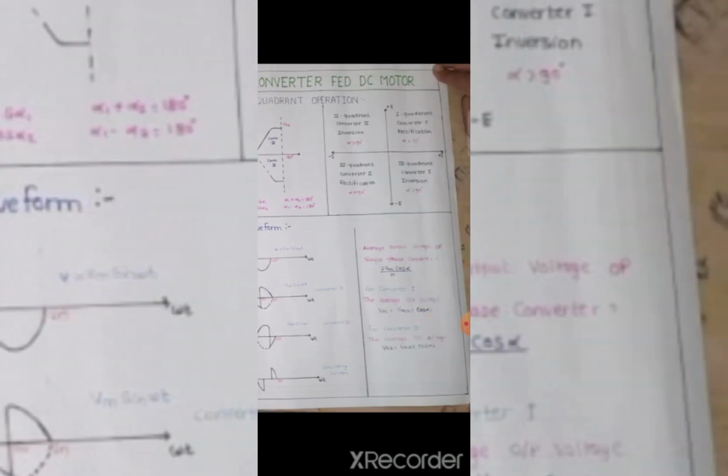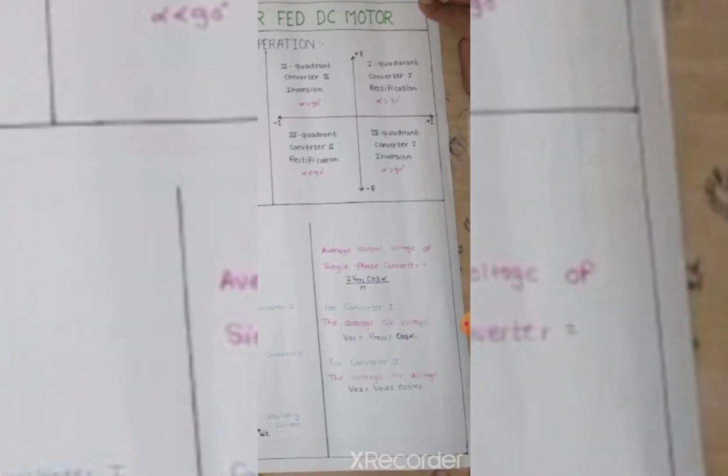Output voltage of the first converter is 2 Vm cos alpha divided by pi. For converter 1, V01 is Vmax into cos alpha 1, and V02 is Vmax cos alpha 2. Alpha 1 plus alpha 2 is 180 degrees. A reactor is used to filter or remove the ripples.